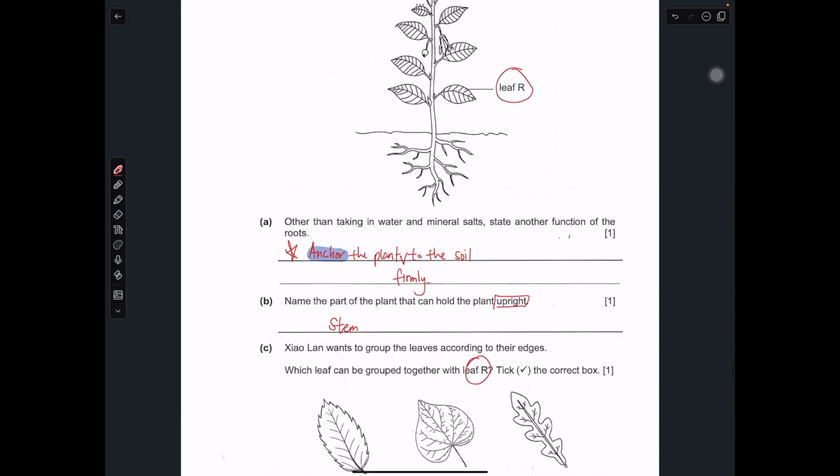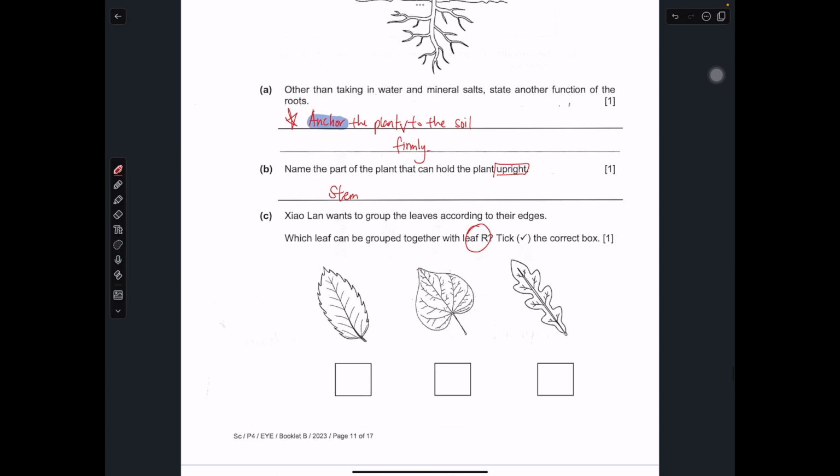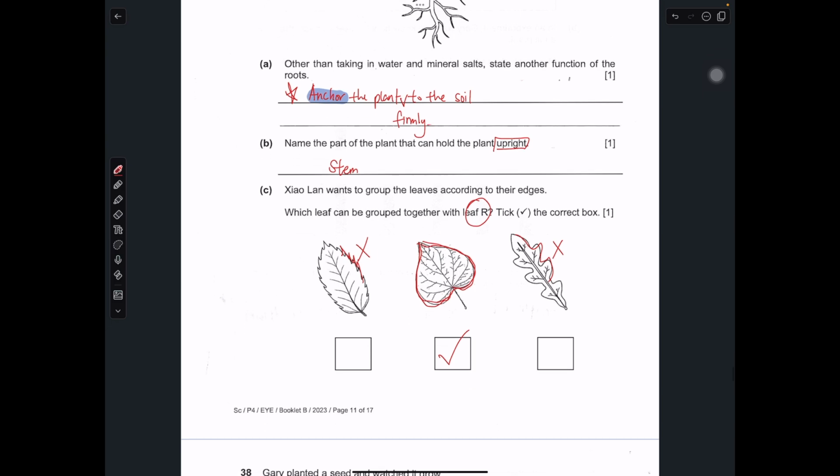So we take a look at the edges. It's rather curvy, so we must find something that is very curvy. Okay, it looks like this is more or less very curvy. This one is very jagged. Okay, probably not this. This one is of a different shape, a little bit slightly jagged, but not as jagged as compared to the first one. Okay, so this one must be the one that can be grouped together. They have common characteristics. The side of the leaf is curvy, so they can be grouped together.